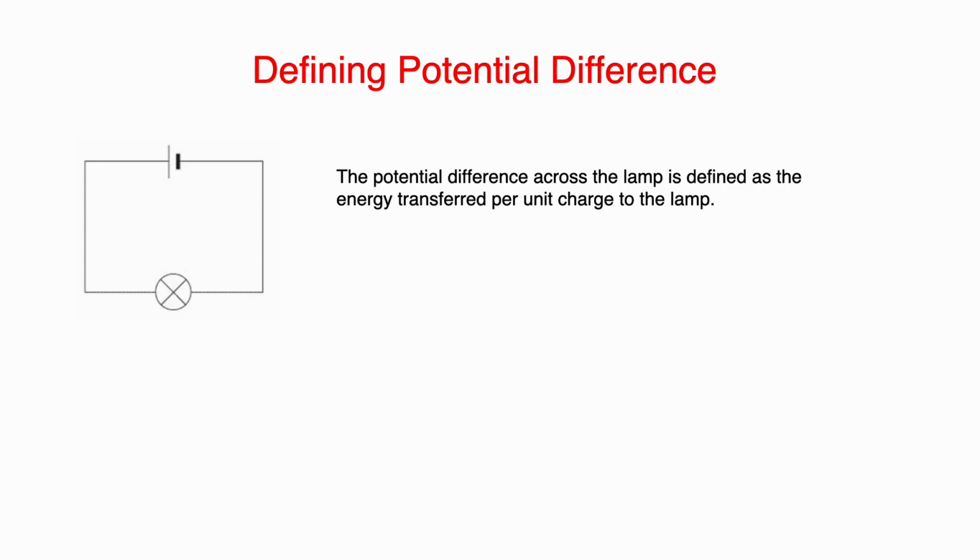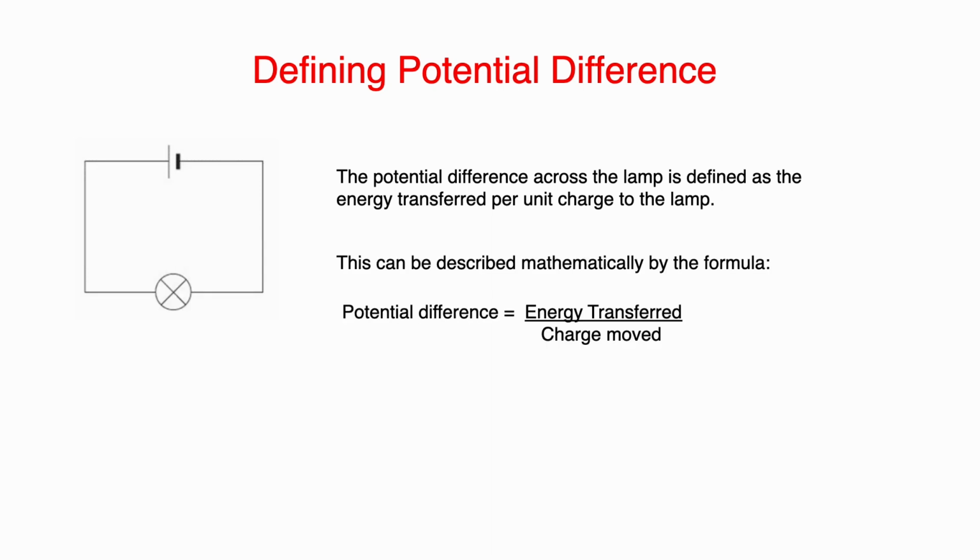So how do we define potential difference? Consider a lamp connected to a cell as shown in the image. The potential difference across the lamp is defined as the energy transferred per unit charge to the lamp. This can be described mathematically by the formula: potential difference equals energy transferred divided by the charge moved.